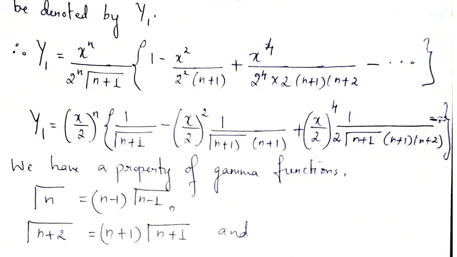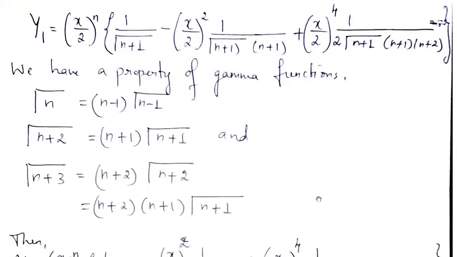So now we have learned some properties of gamma functions. In that I'll be using one of them to solve this term inside the parenthesis. We have learned that gamma of n is equal to n minus 1 into gamma of n minus 1. So using that property, I can write gamma of n plus 2 equal to n plus 1 into gamma n plus 1.